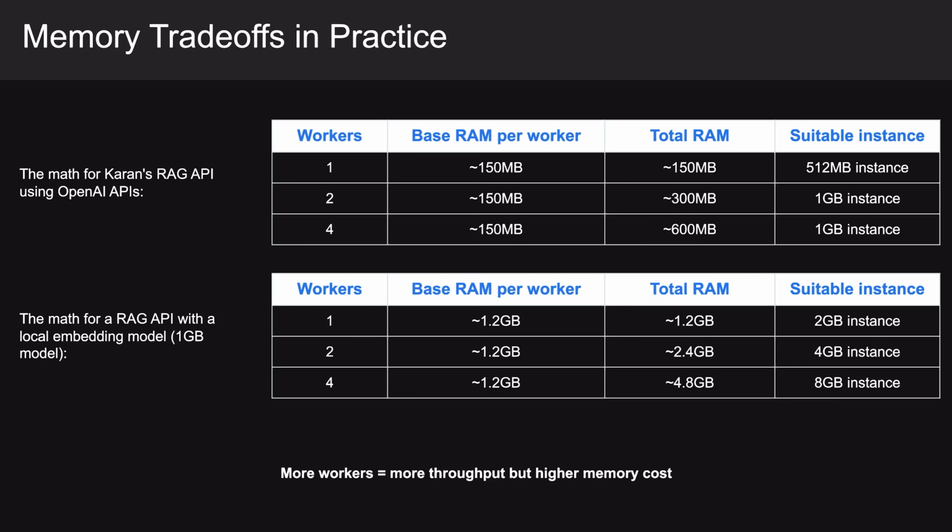This is the memory trade-off. For API-based AI services like Karan's, scale workers freely. For locally hosted models, minimize worker count and rely on async concurrency to handle concurrent requests within each worker instead.